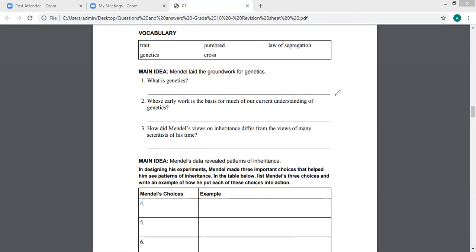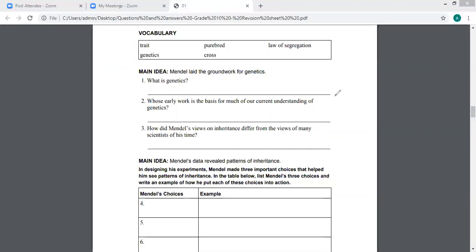What is genetics? Who knows the answer? What is the meaning of genetics? It's the study of genes, the study of the inherited traits or something. The second one. The study of inherited traits? Yeah, not the genes. Okay.